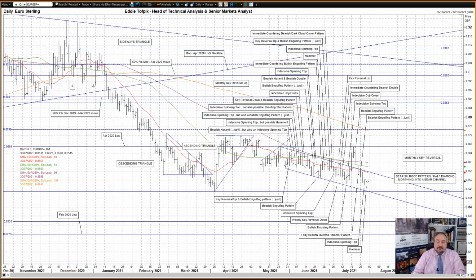Euro sterling. A hammer pattern yesterday, usually seen as bullish. This coming after an indecisive spinning top in the previous session, and with which it matched the low and just about the high as well. An odd sort of pattern really, as if the market wasn't paying any attention to what was going on.